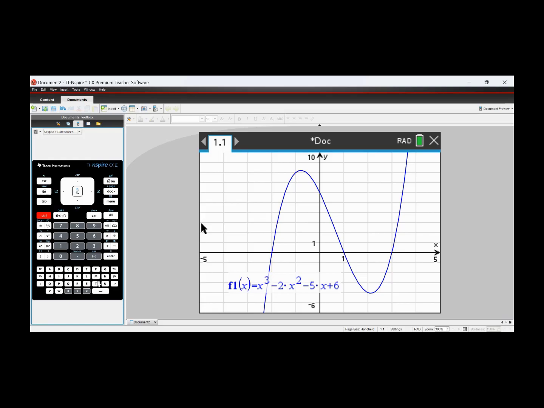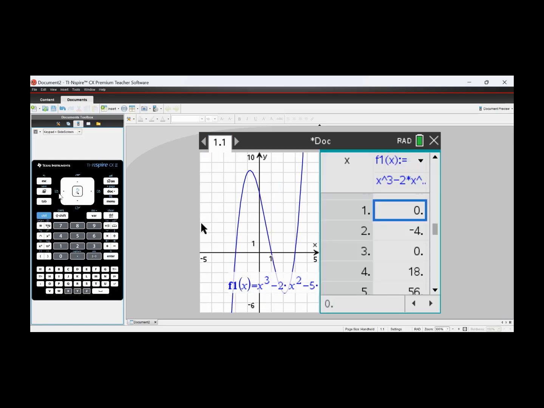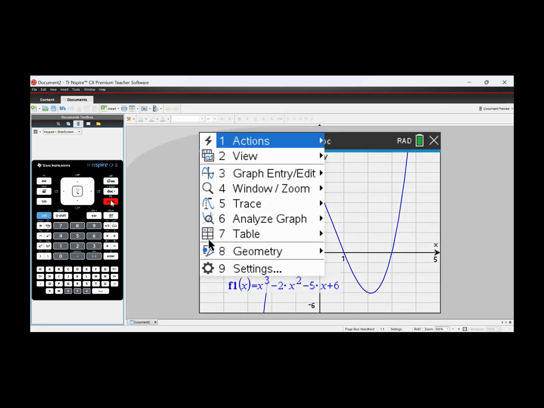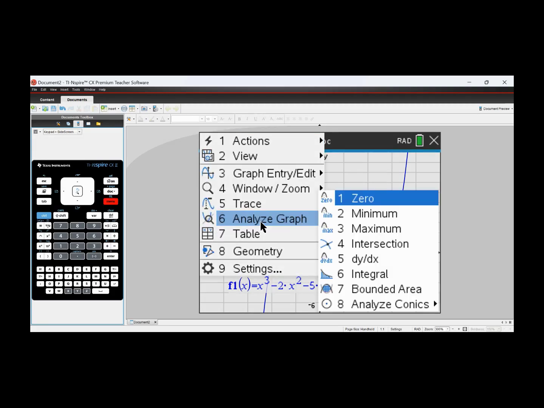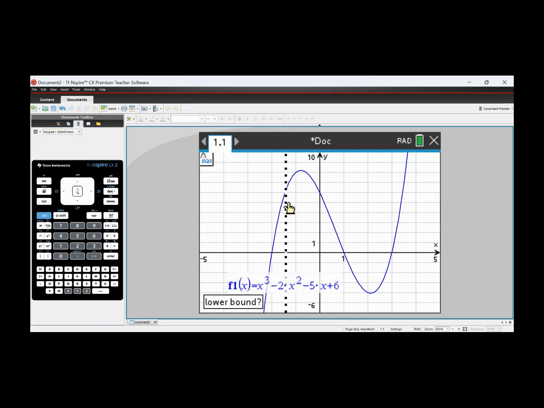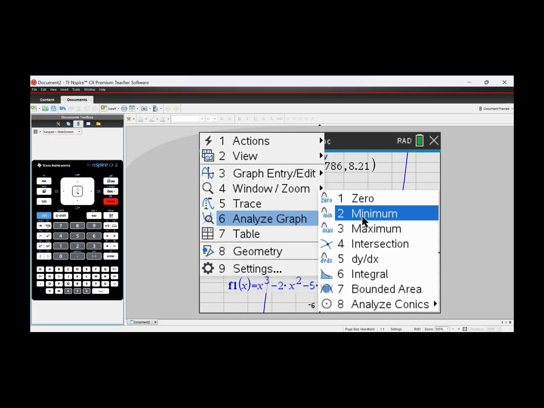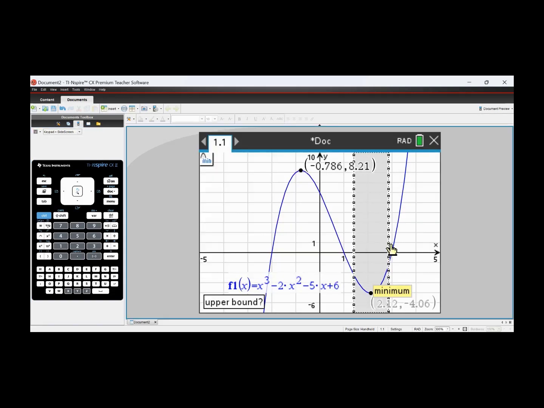We can hit Control T so we can plot points. I'm going to hit Control T to turn that off. We might want to locate our max and min. So I'm going to analyze graph. I'm going to find the max over here first. Now I know what to plot. I'm going to menu, analyze graph. I'm going to find the minimum over here. Now I know what to plot.